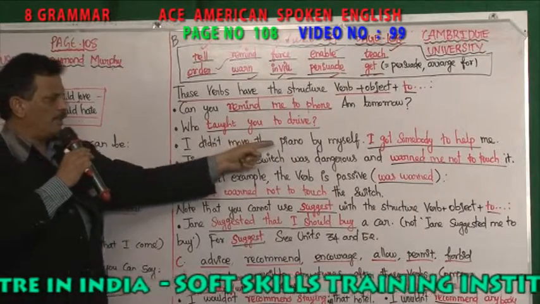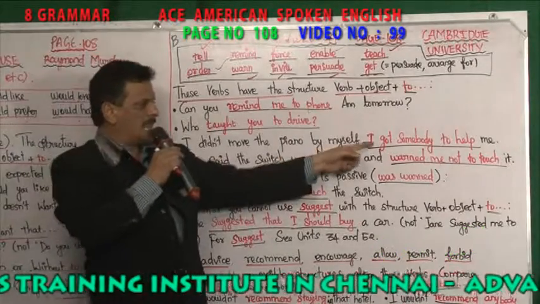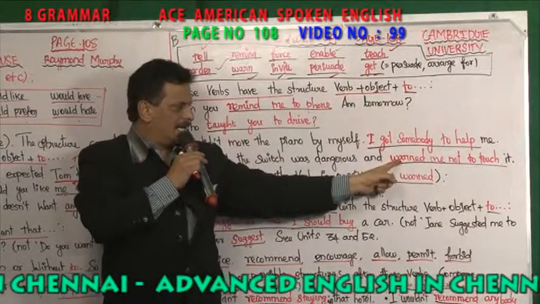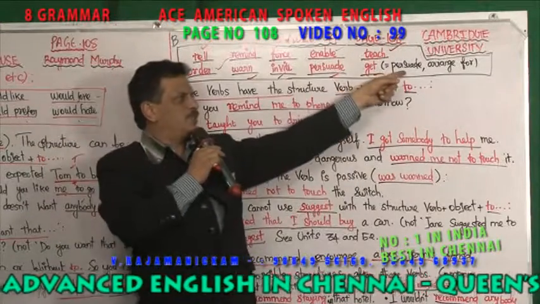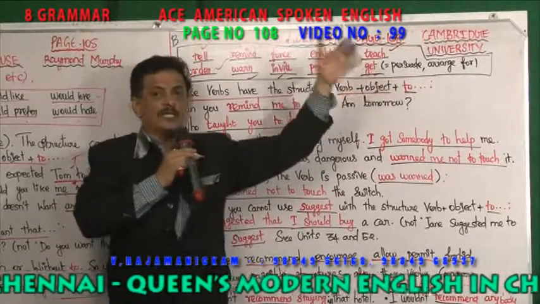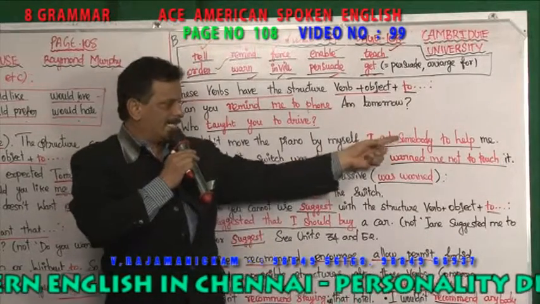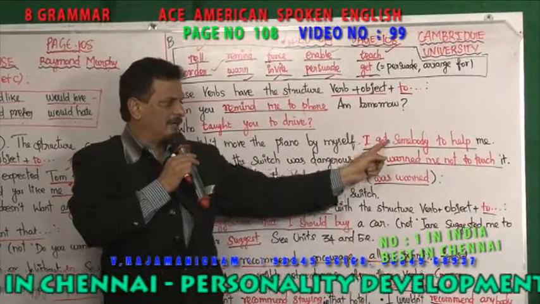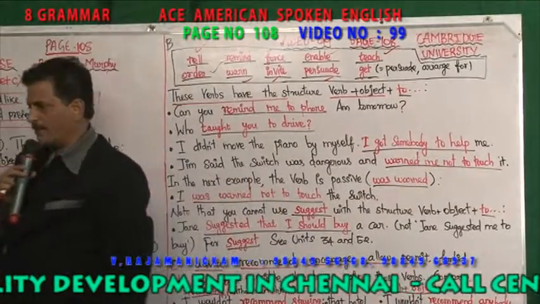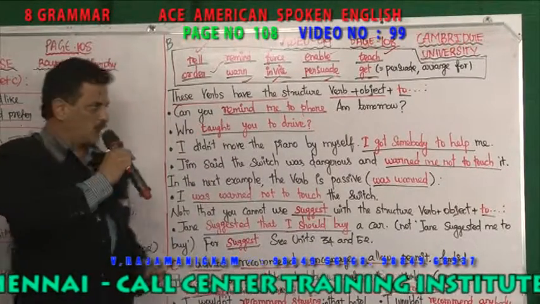See, I didn't move the piano by myself. The piano is heavy. I didn't move it by myself. So, I got. Where's the "got"? See, got. I got somebody to help me. Got means persuading or arranging. You arrange somebody to help me. So the meaning of got is you are arranging somebody to do something, or compelling somebody to do something. After got, what are you getting? Somebody, an object is there. Then "to" plus present tense verb is there. So after got, you are getting an object, somebody. Then "to" plus present tense verb is used.